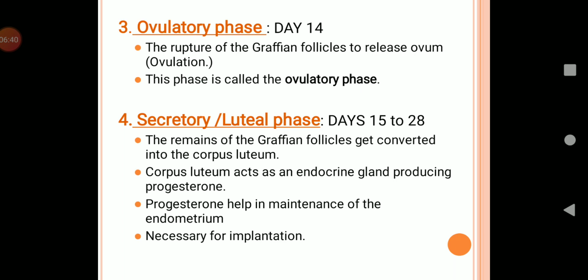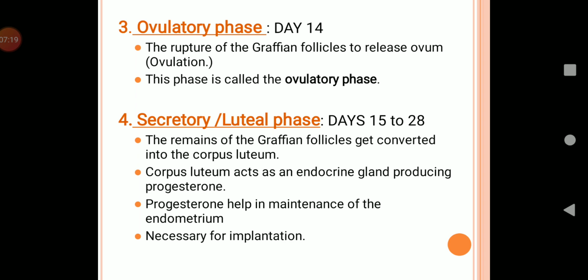The third phase is the ovulatory phase. Ovulation occurs during this phase. Ovulation is the process in which there is rupture of Graafian follicle with discharge of ovum into abdominal cavity. It is under the influence of luteinizing hormone. A sudden rise in the level of luteinizing hormone stimulates ovulation, and ovulatory phase occurs on the 14th day of menstrual cycle, on the day 14.